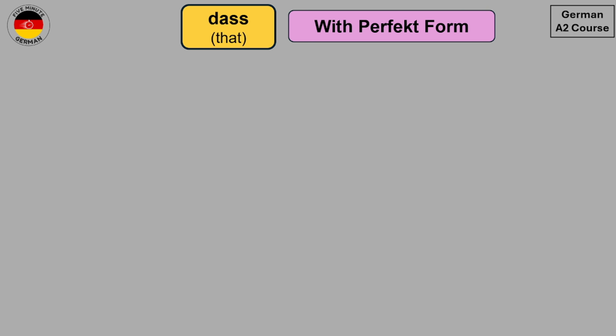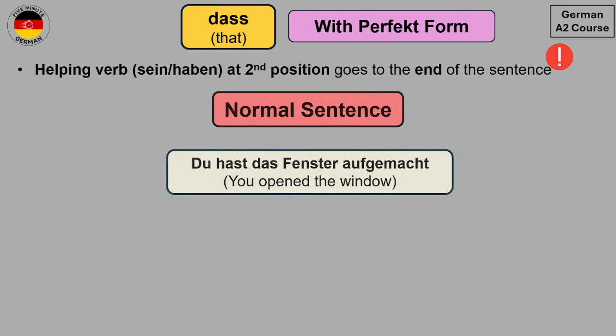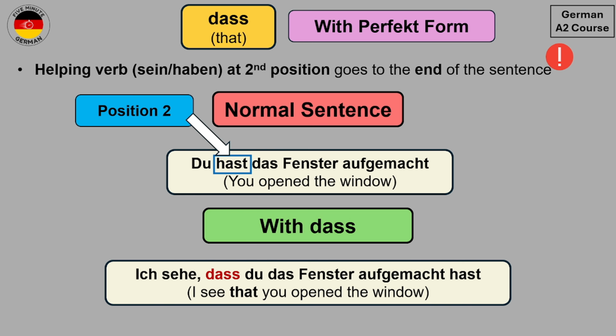Now in this case the rule is also similar to while, which is that the helping verb sein or haben at second position goes to the end of the sentence. So for example, in the sentence Du hast das Fenster aufgemacht, you opened the window, we have the helping verb at position 2. And when we write the sentence with thus, it will be Ich sehe, dass du das Fenster aufgemacht hast. I see that you opened the window. And in this sentence, you see that the helping verb goes to the last position.